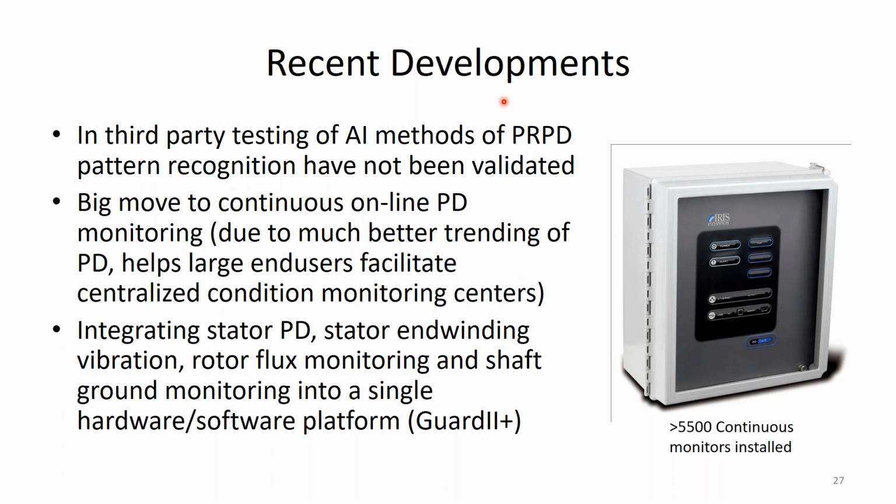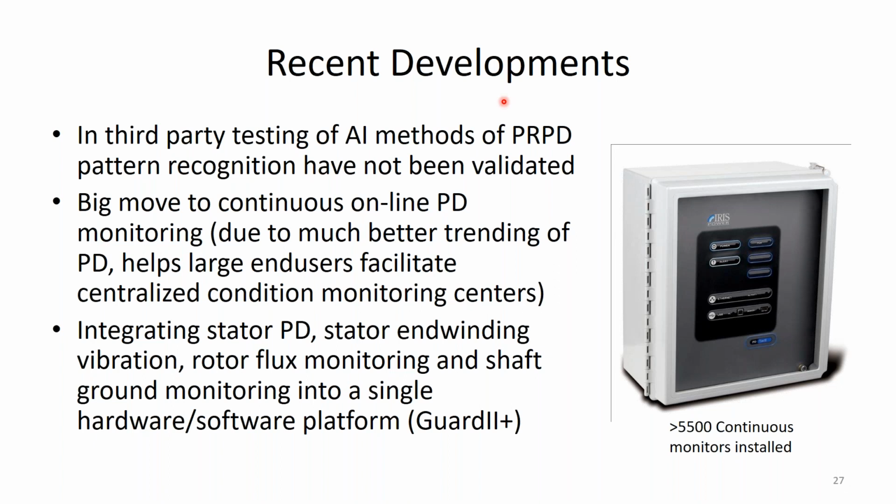Okay, the other thing we've been working on is continuous monitoring. We've been dabbling in it since 1994. Now we're up to 5,500 machines, motors, and generators monitored with continuous monitoring. The primary reason people are doing it is because you get much better trends. PD is affected by load, temperature, voltage, and humidity for surface PD mechanisms, and you'll get a much better trend with continuous monitoring, where it's a simple filtering mechanism to filter out all the data that's not in a very narrow band. So that's what's been driving it.